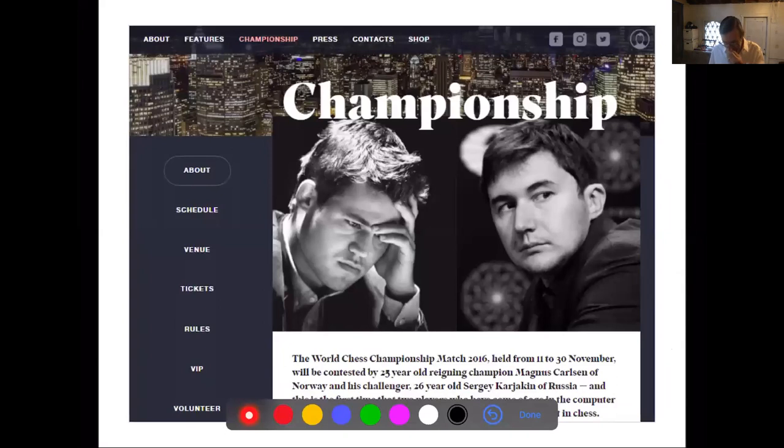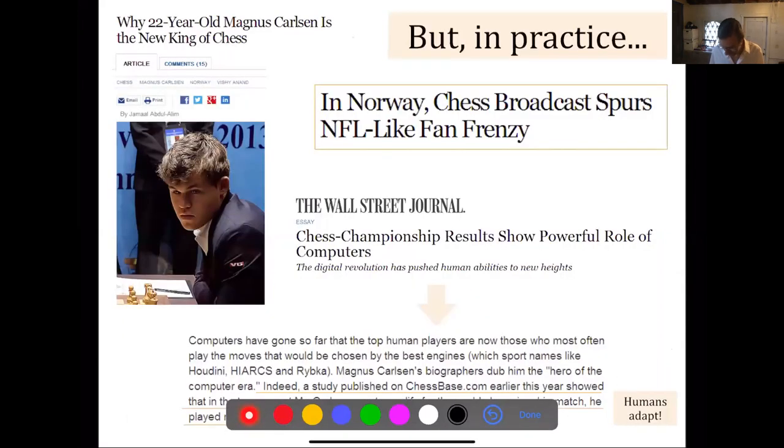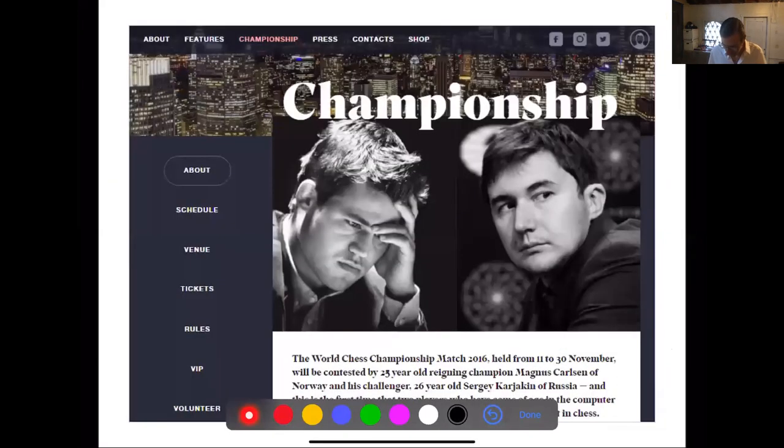Nowadays, it's interesting. One of the ways in which computers have come full circle and affected humans is that now that we have all these artificial intelligence programs to play chess, a lot of chess professionals are training themselves by playing against the computer. And their style of play has really changed.